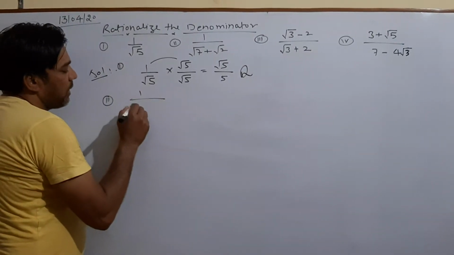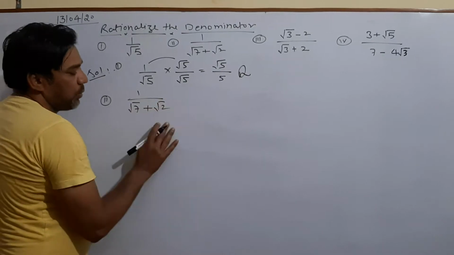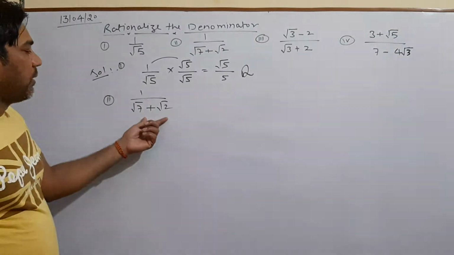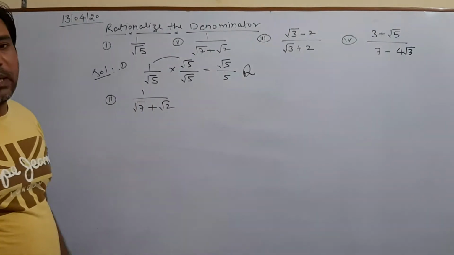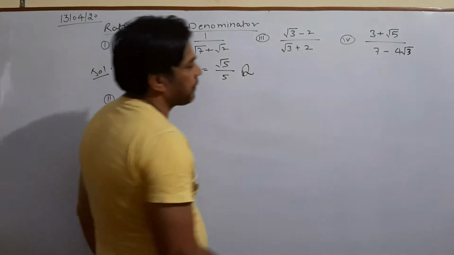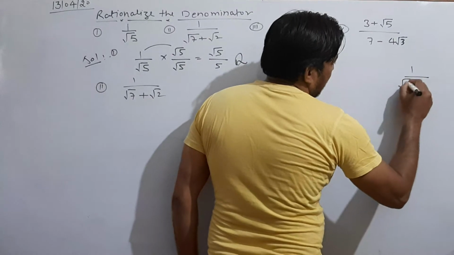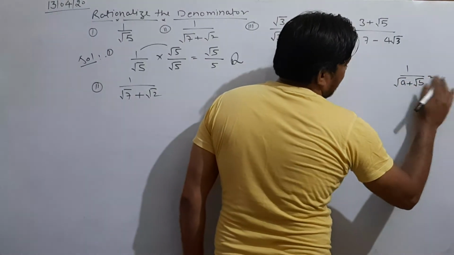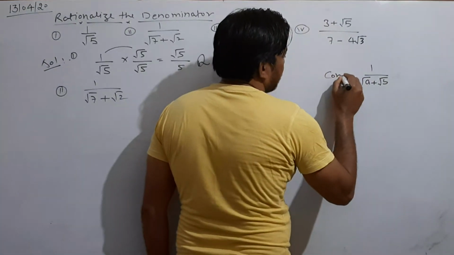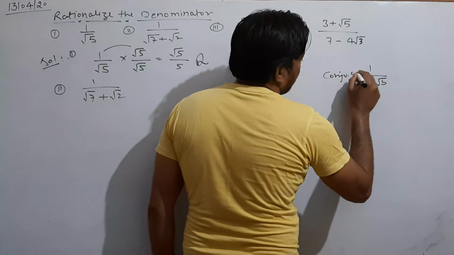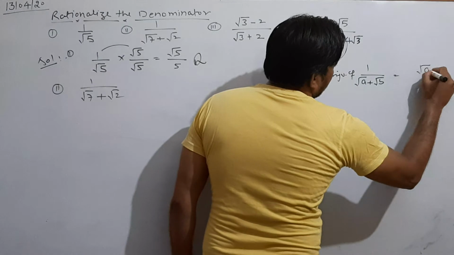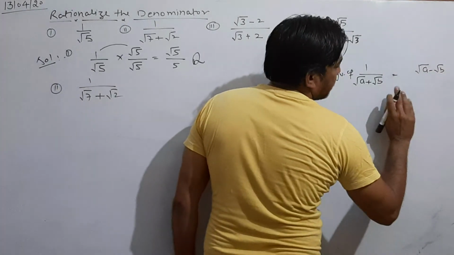This is 1 upon under root 7 plus under root 2. In this type of question, because we have binomial terms in the denominator, we have to multiply by the conjugate of this number. So what is the meaning of conjugate? Conjugate means if a number is under root a plus under root b, then its conjugate would be under root a minus under root b, right?